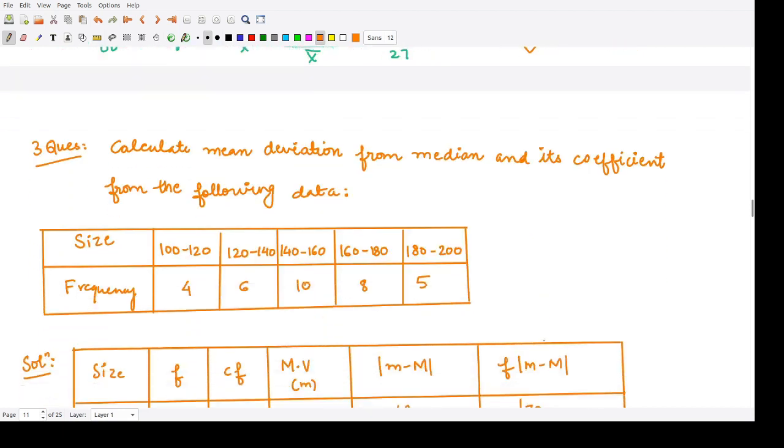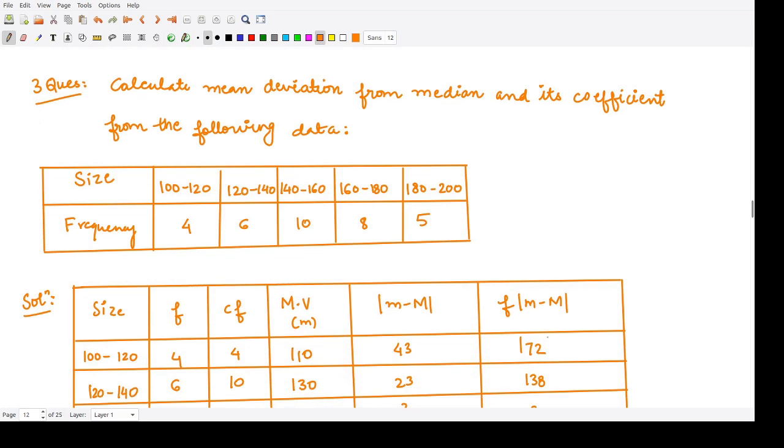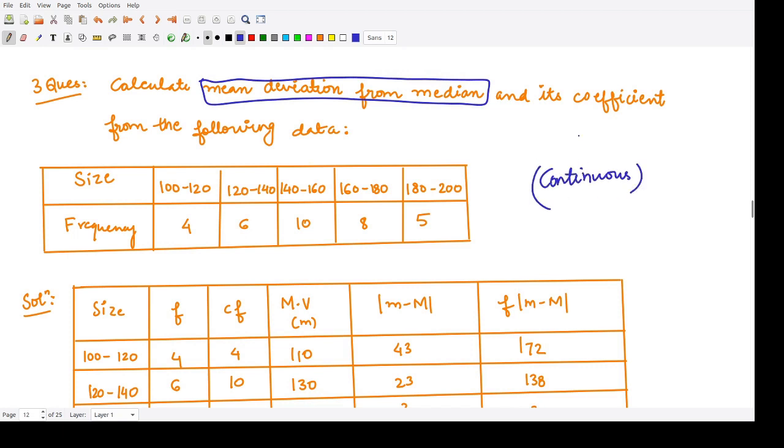So next I have one more example. The question says calculate the mean deviation from median of this continuous kind of series. So this is the continuous data, and we also are to calculate the coefficient of mean deviation from median from the following data. Now this is a continuous kind of series, so we do not have to worry at all.